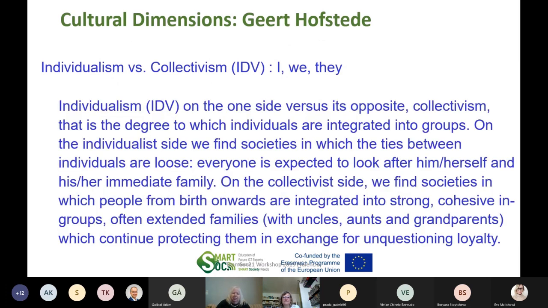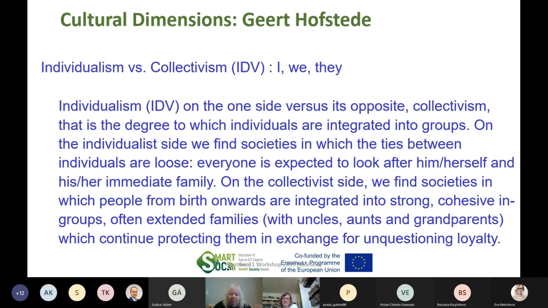So individualism versus collectivism. So the degree to which individuals are integrated into groups. Now, all societies are organized in groups, but in some countries, the individual is seen as more important than the group. In the individualist side, we find societies in which the ties between individuals are loose. Everyone is expected to look after him or herself and his or her immediate family. Whereas on the collectivist side, we find societies in which people from birth onwards are integrated into strong, cohesive in-groups, often extended families. So this is a clue if a country has an organization where uncles, aunts, grandparents are very much together, often live together, and you protect your family more than you protect the individual.